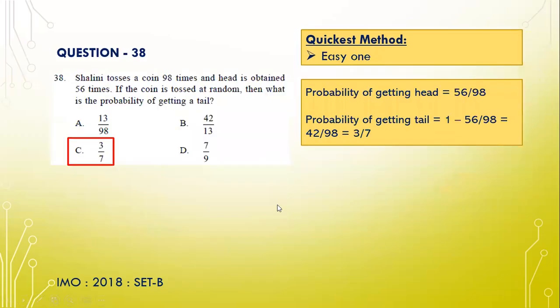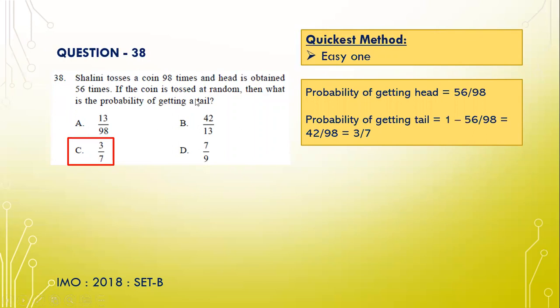Okay, next one. Shalini tosses a coin 98 times and head is obtained 56 times. If the coin is tossed at random, then what is the probability of getting a tail, isn't it? So probability of getting head, at least for the first 98 times, what was the probability? It was 56 divided by 98. Sorry, 56 divided by 98.